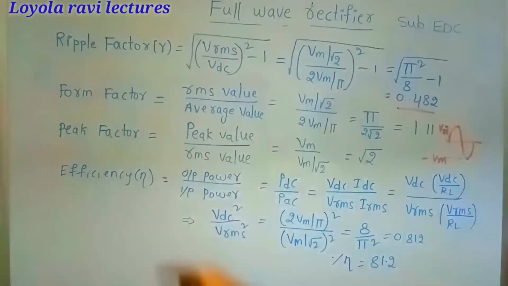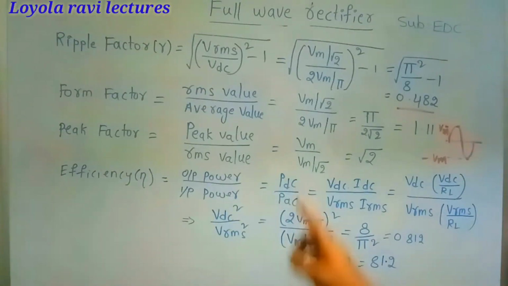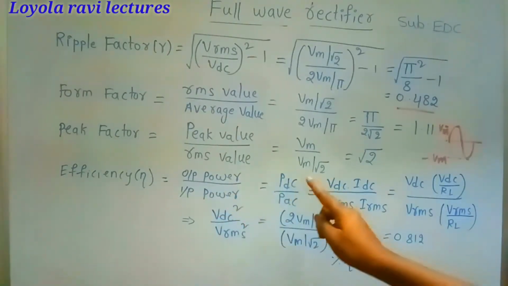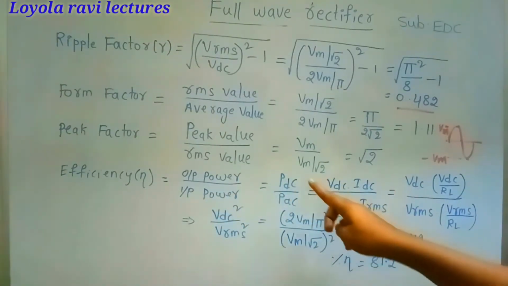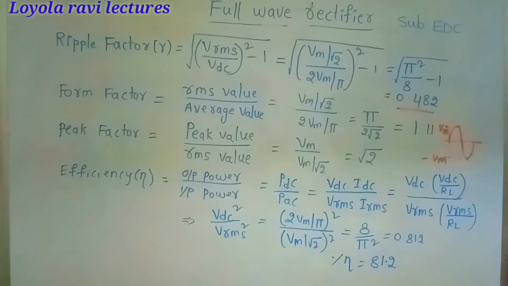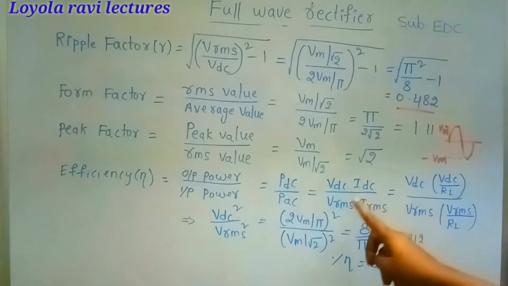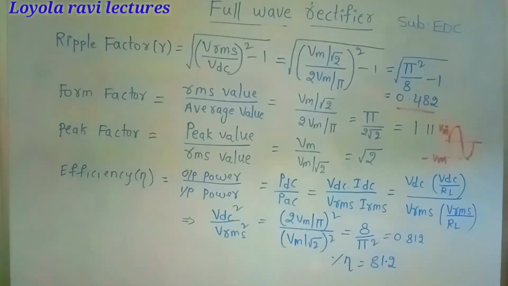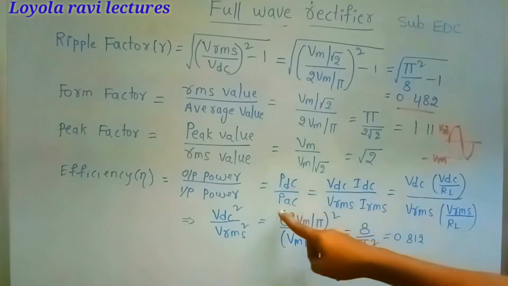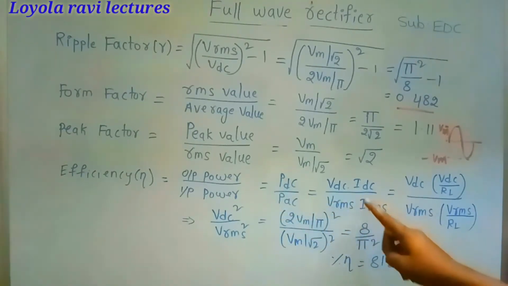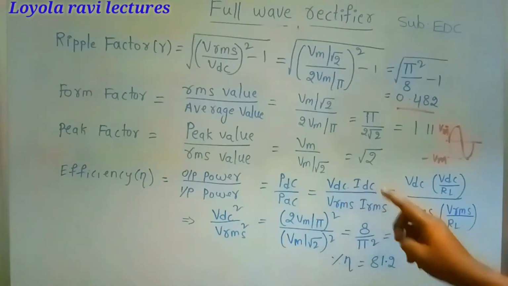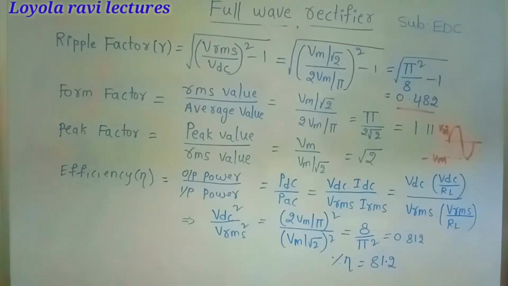Then efficiency eta, that is output DC power by input AC power, PDC by PAC. Here generally power is equal to voltage into current. So PDC is equal to VDC into IDC. And AC power is nothing but RMS power, so VRMS into IRMS. V into I is nothing but power. Then for VDC, we don't know IDC. If you want to substitute IDC, you can do that also, no problem.